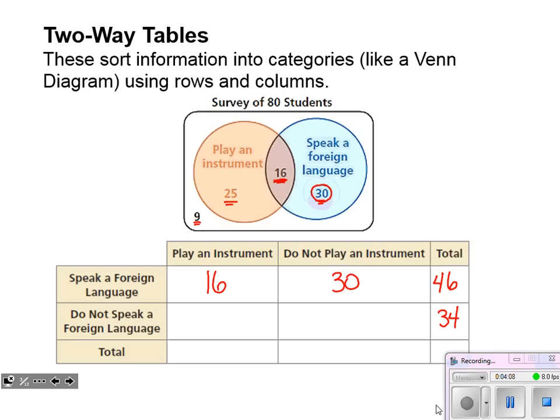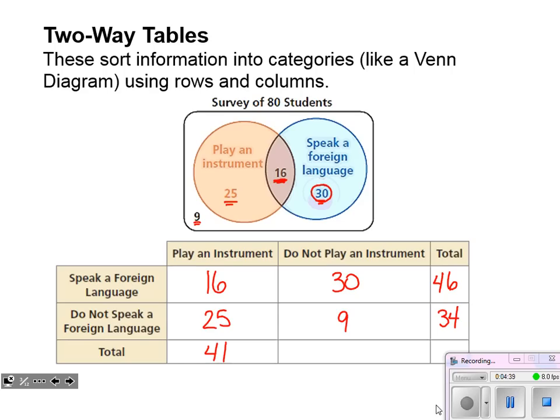So let's see, they don't speak a foreign language, but they do play an instrument. Well, that's where our 25 comes from. They do not speak a foreign language and do not play an instrument. That is the 9 that is outside of our Venn diagram. And sure enough, 25 plus 9 does equal 34. So the total number of students that do play an instrument, that gives us 41, just adding up that first column. And play an instrument, sure enough, we got the 25 that are just in the red circle, plus the 16 that are a part of both circles.